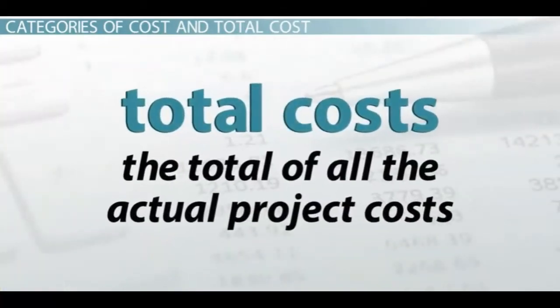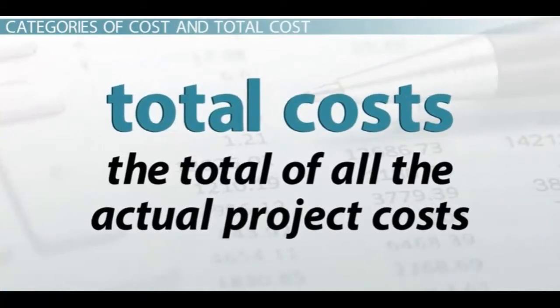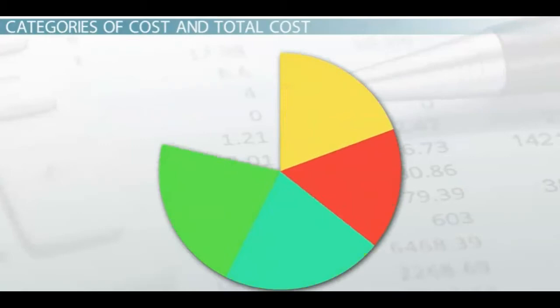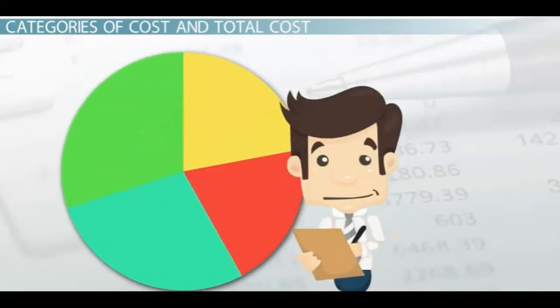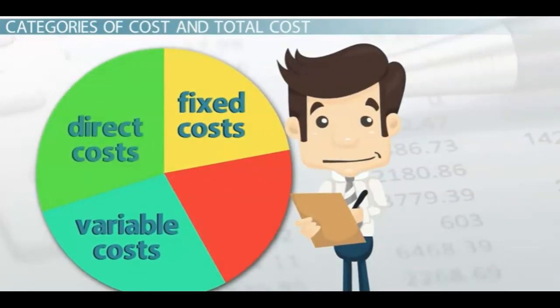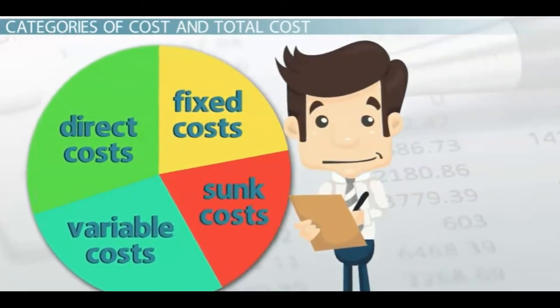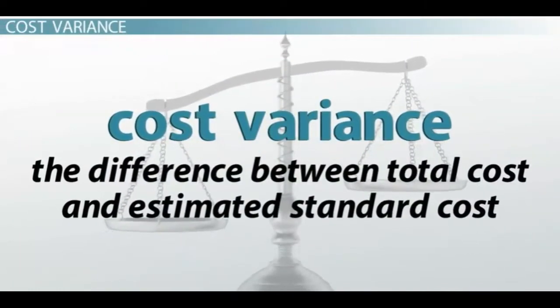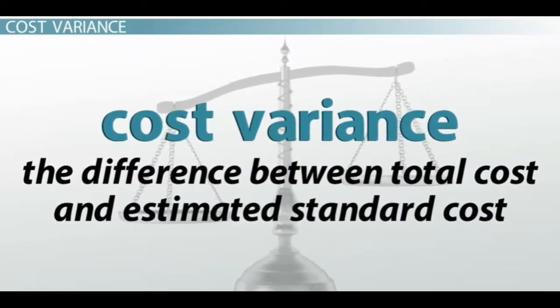Now, total cost is the total of all the actual project costs. When the project manager is trying to determine total cost of the project, he or she will sum all of the actual amounts of fixed costs, variable costs, direct costs, and sunk costs. This summation is the total cost of the project.